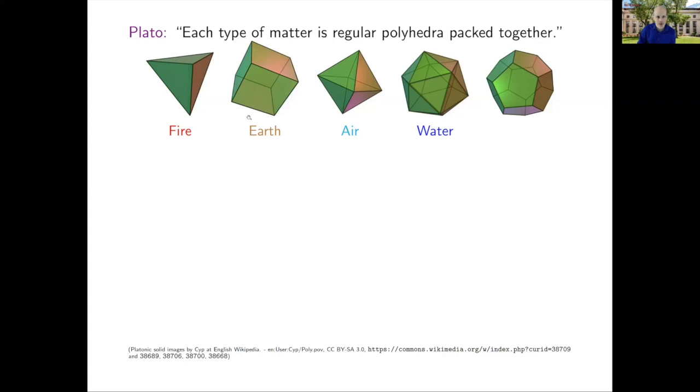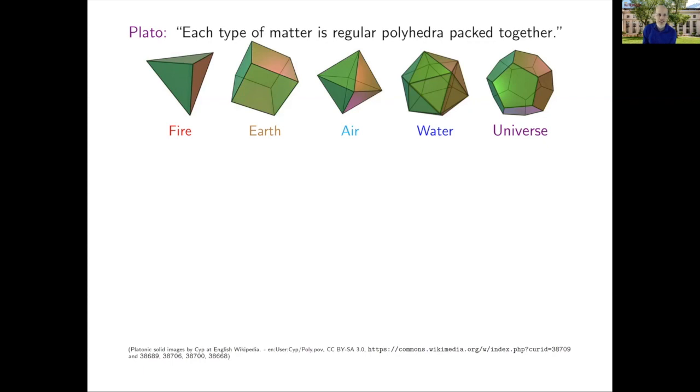For example, if you imagine that Earth was a bunch of cubes all packed together. And same for all the other ones. He even had some intuitive explanations for which ones should be which. For example, he said that the reason that fire hurts your hand is because it's got all these microscopic sharp points. Oh, there's also a fifth one. That one he just said is what the cosmos is made of. This universe.